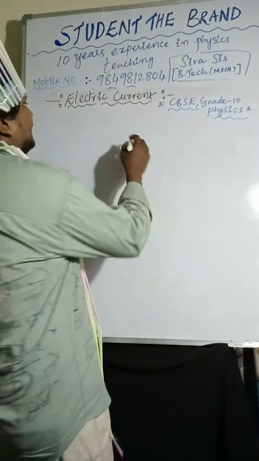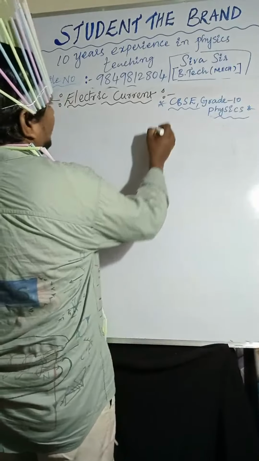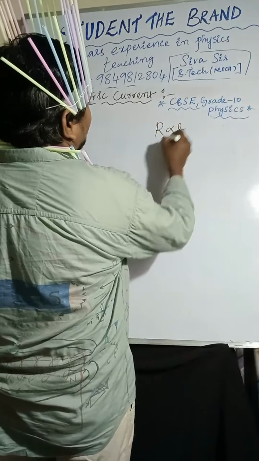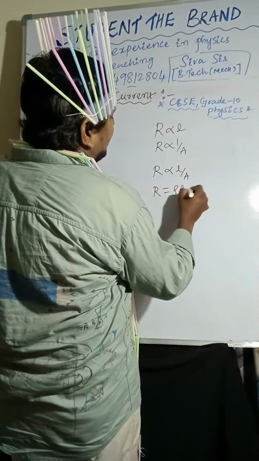So next one, resistance and resistivity. So resistance is directly proportional to length of the conductor. Resistance is inversely proportional to area of the conductor. R is directly proportional to L by A. R equal to rho into L by A.